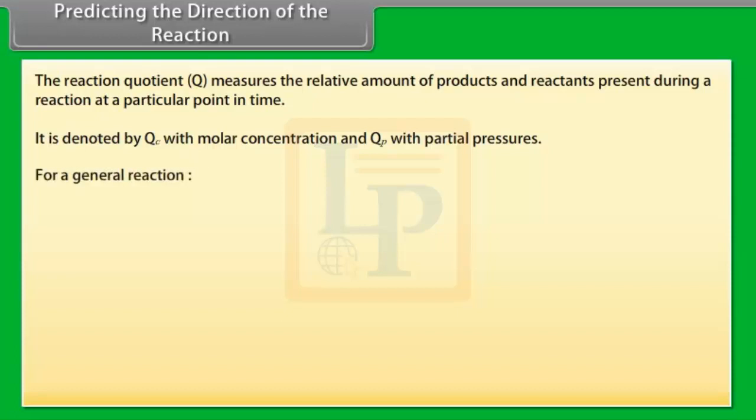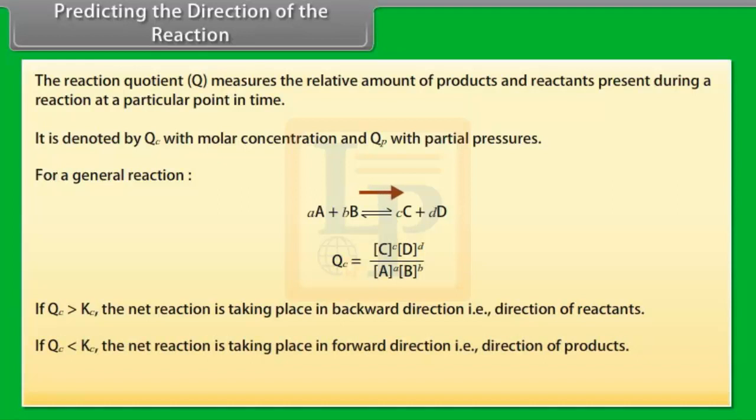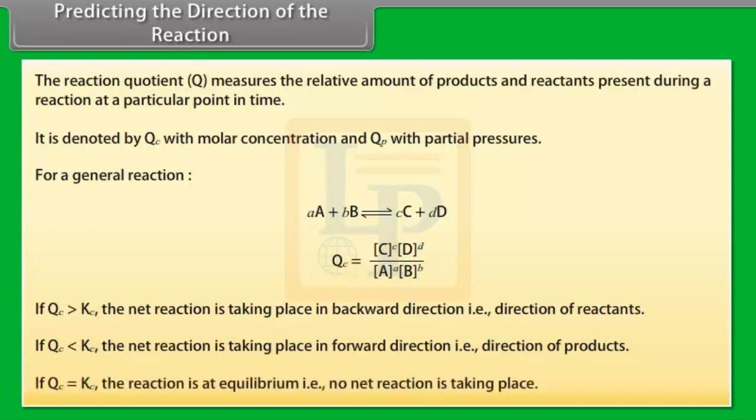For a general reaction, if Qc greater than Kc, the net reaction is taking place in backward direction, that is direction of reactants. If Qc less than Kc, the net reaction is taking place in forward direction, that is direction of products. If Qc is equal to Kc, the reaction is at equilibrium, that is no net reaction is taking place.